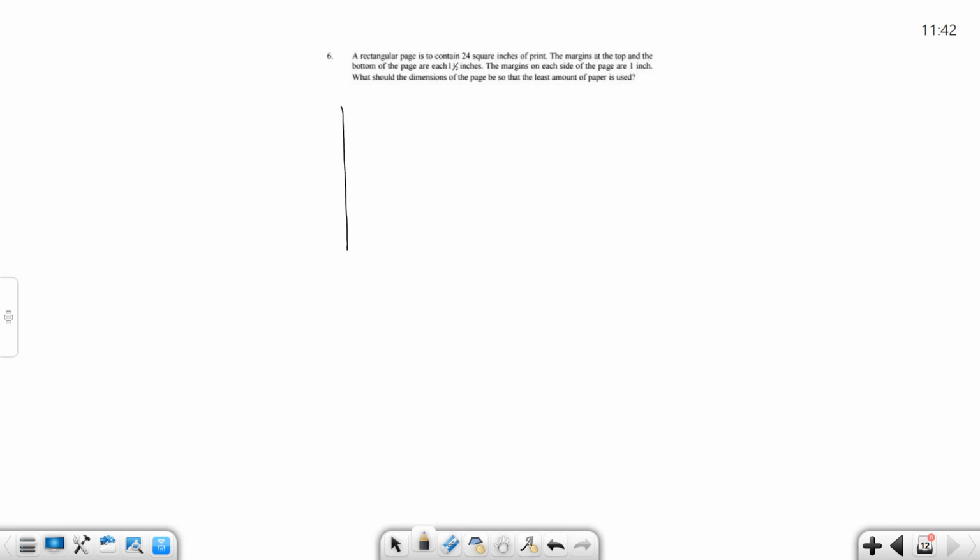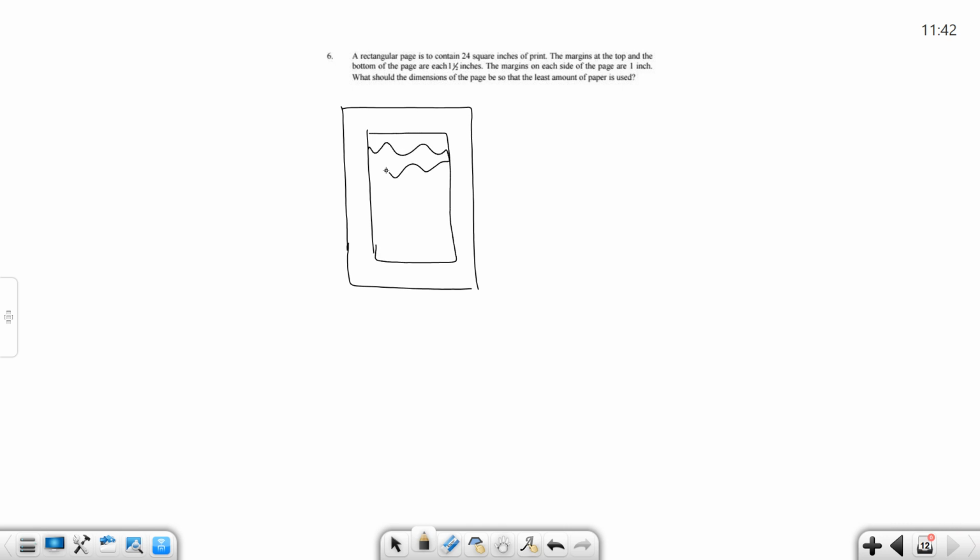Okay, you have a rectangular page, and this rectangular page is to contain 24 square inches of print. So there's writing here on this inside part. It tells me that there are 24 square inches of print. Okay, so I got that part.